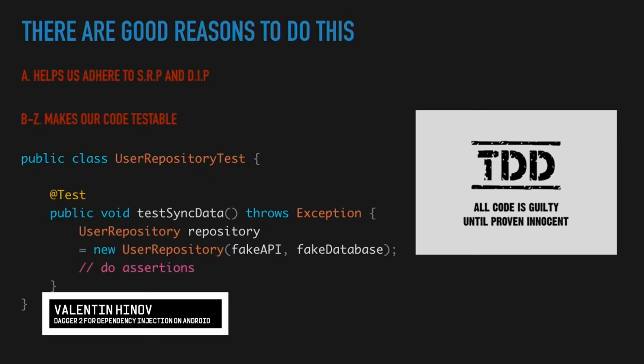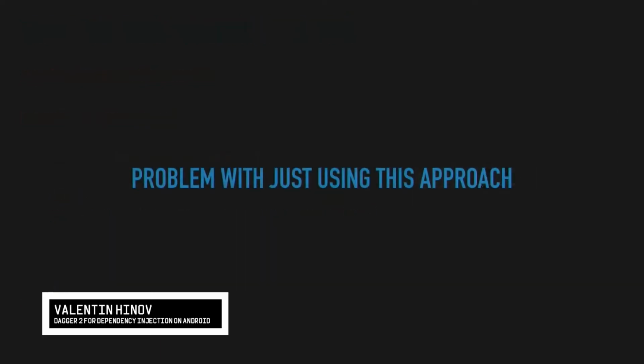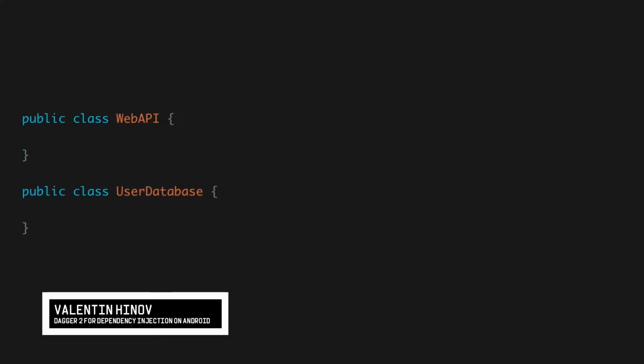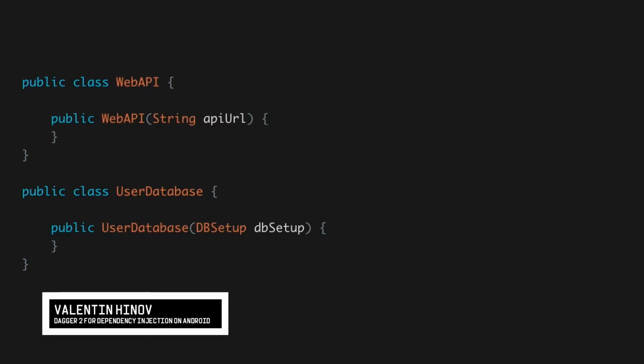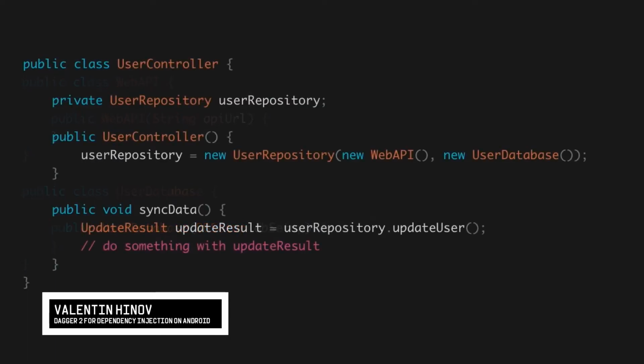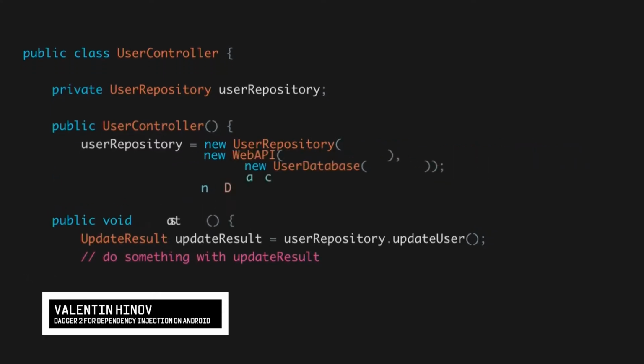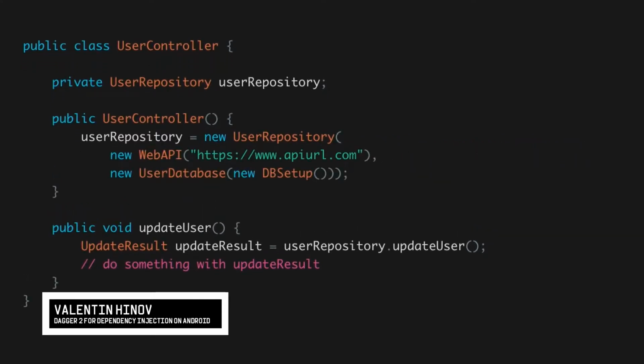Now, this is all fine and good. I'm just speaking about positives here, but we wouldn't need dependency injection if there wasn't a problem with just using this approach. And the problem would be, say our web API and user database objects, say they in turn need some things to get set up as well. Perfectly viable for a web API to need a URL to get set up, and also say a user database to need a database setup object. Now what we have to do is get back to our user controller object, where we were instantiating those before, and now add some extra code to get them into a new state.